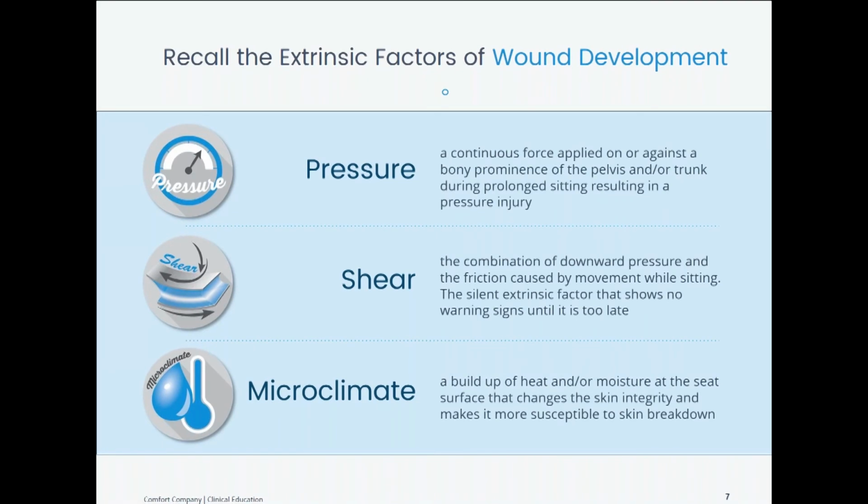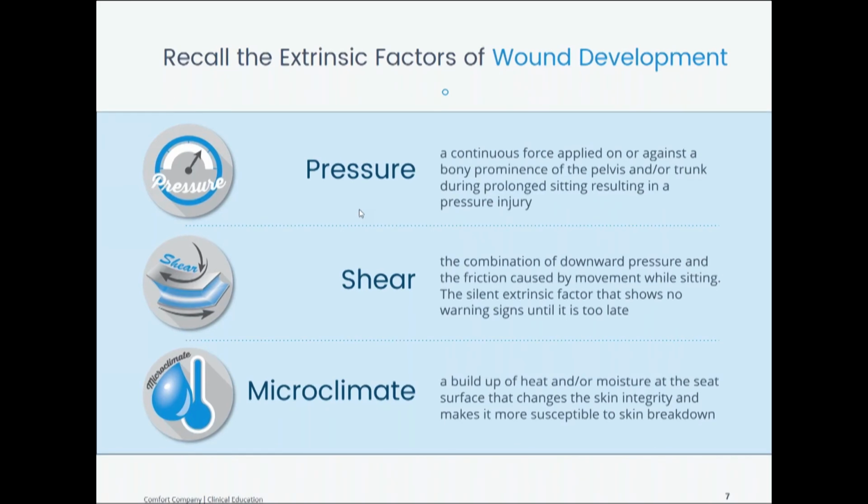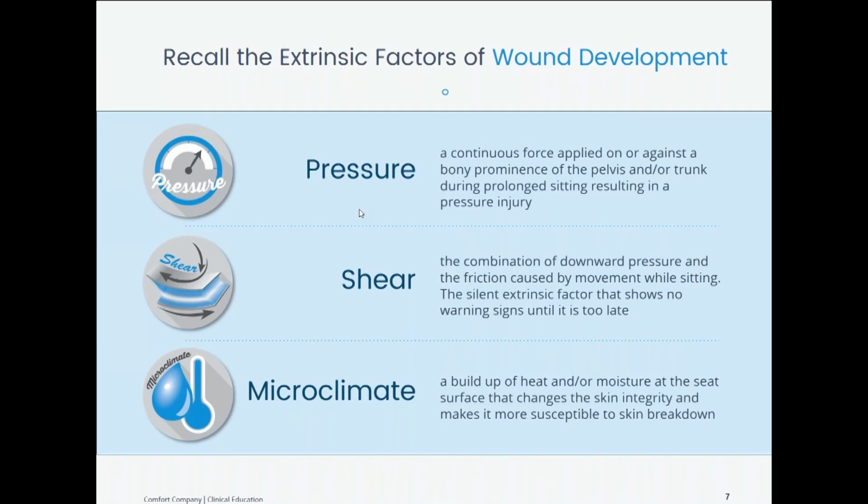So just to review very quickly what the extrinsic factors are, we have pressure. Pressure is that continuous force applied on or against the bony prominence of the pelvis and or trunk that happens when we're static, when we're not in movement. We're sitting statically in a prolonged postural abnormality that causes constant pressure under a bony prominence and places us more at risk for a pressure injury.